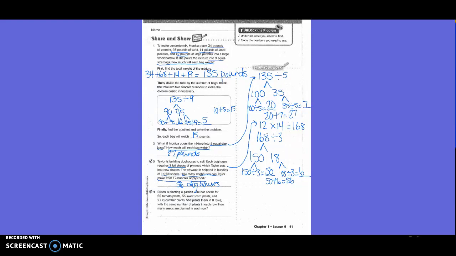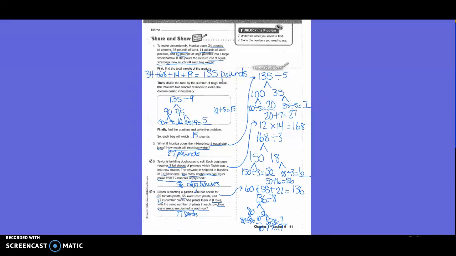Over here to the side, we said that we would take 12 times 14, and we got 168. 168 then would need to be divided by 3. So we broke 168 into 150 and also 18. Then we broke those down even further and took 150 divided by 3, which got us 50. We took 18 divided by 3, which got us 6. So 50 plus 6 equals 56 doghouses.